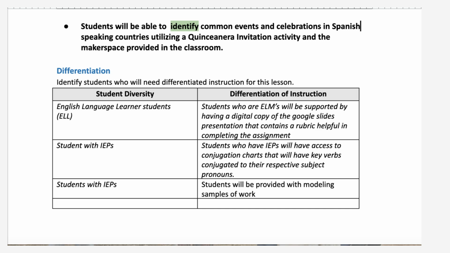For differentiation, we want to be able to accommodate ELL students as well as students with IEPs, and we are going to do that by supporting them with copies of the Google slide presentations we are going to be going over with, also by having conjugation charts that will help them create their invitation.